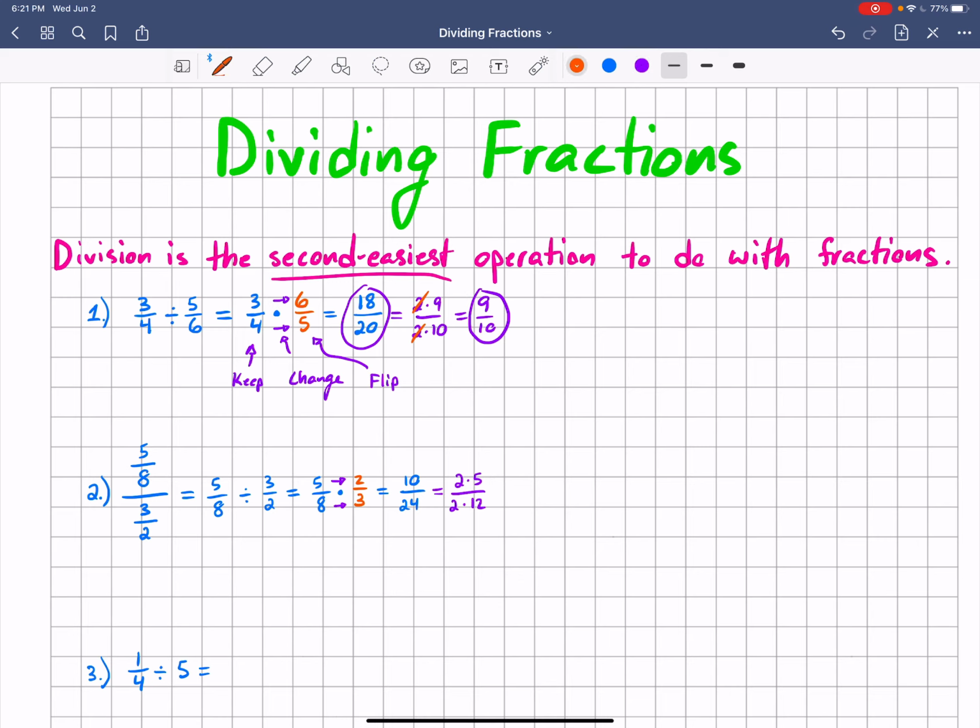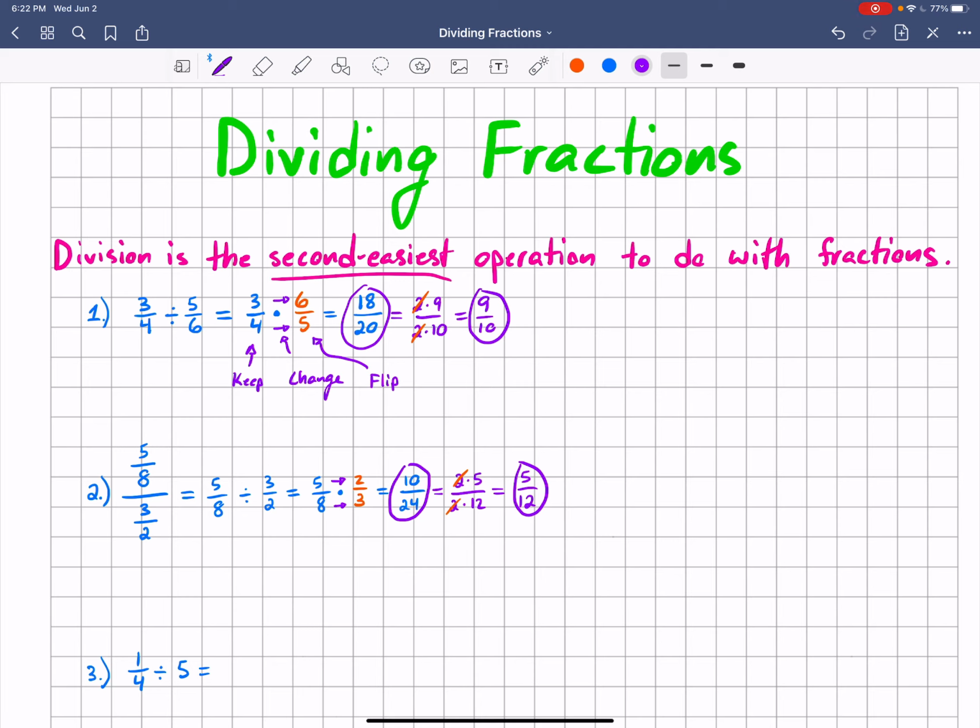Now, because we have multiplication on top and on bottom, and we have a common number on top and on bottom that we're multiplying, we can cancel out these 2's. And the simplest form of this fraction is 5/12. This is an equivalent form of the fraction, meaning if you were to divide 10 by 24 and you divide 5 by 12, your final answer would be the same.